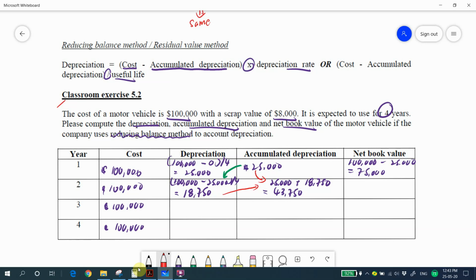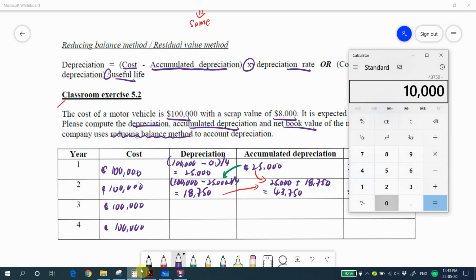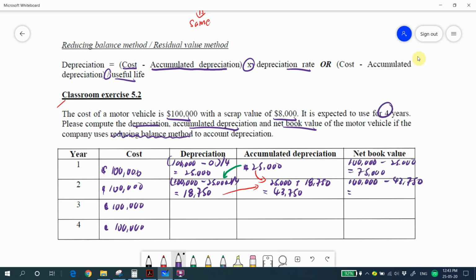Net book value, we use 100,000 minus 43,750. So we get a wrong amount. 100,000 minus 43,750 is 56,250. So 56,250.